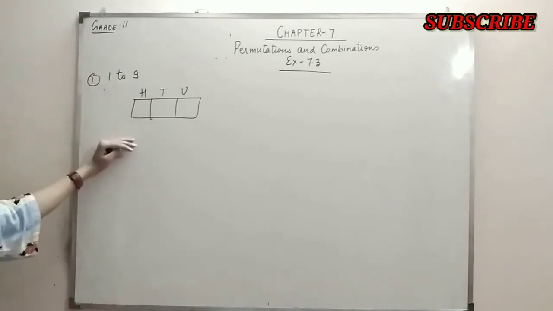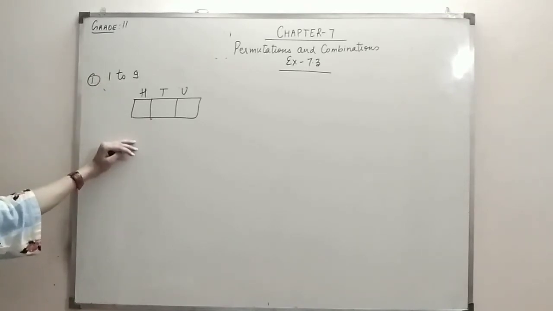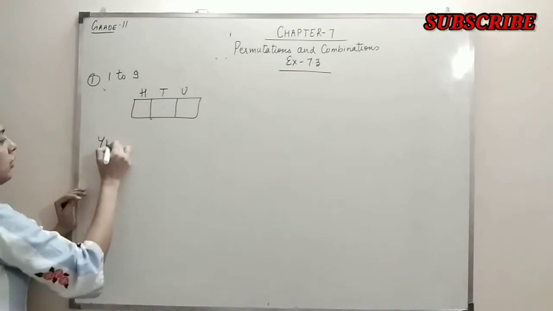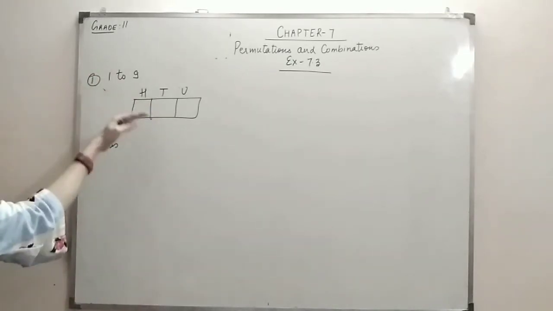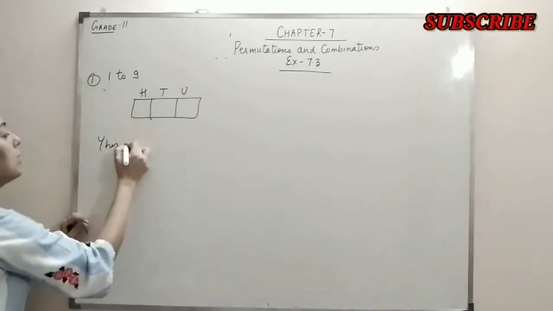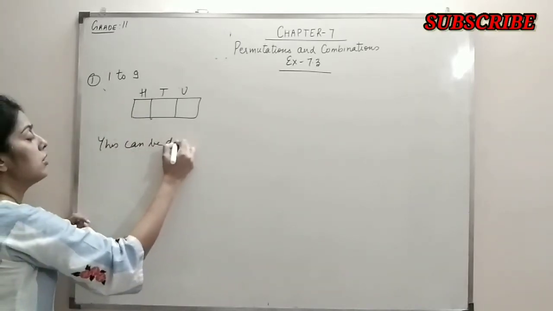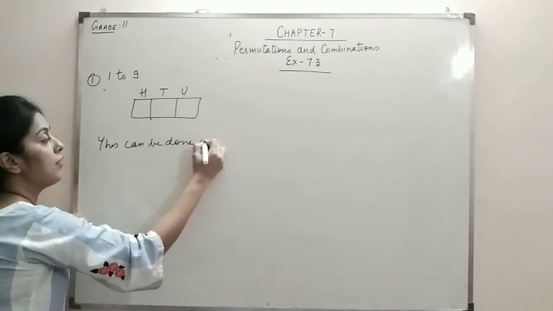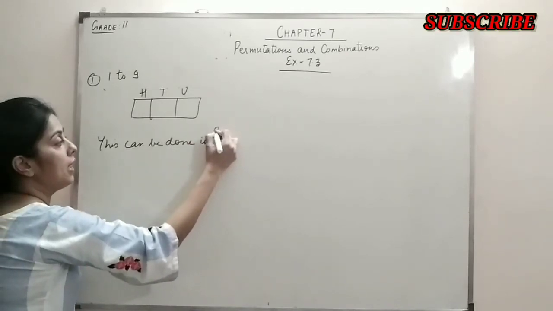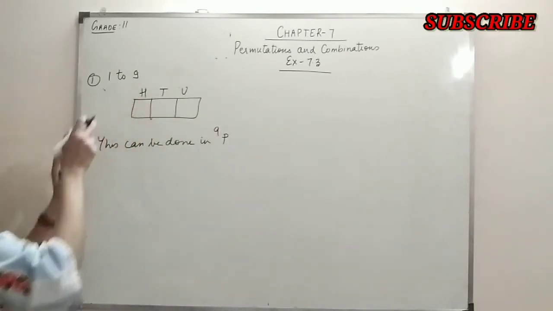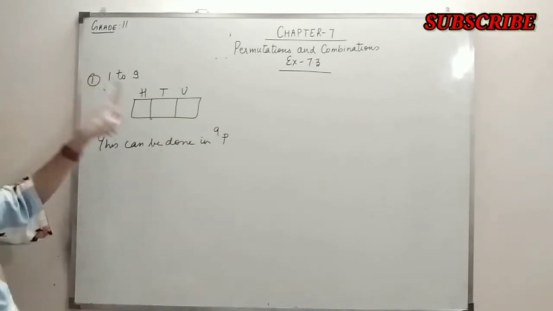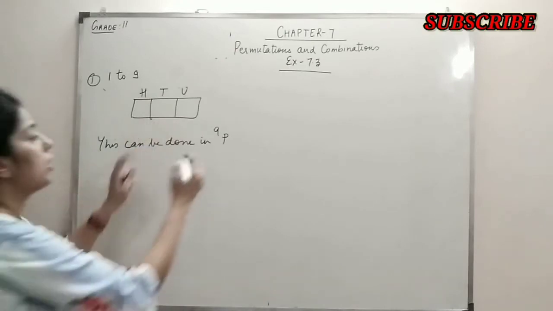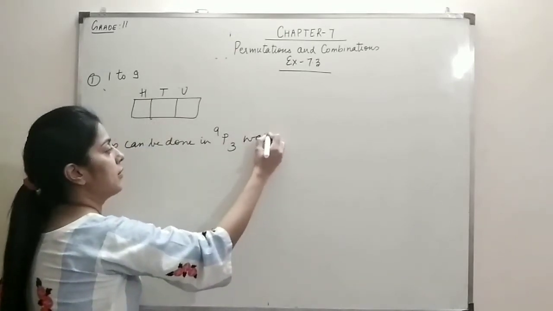So how can this be done? We can fill these 3 places out of the 9 digits. This can be done in permutation 9 3 ways, P9 3, because there are 9 numbers in total, and out of these we are using 3 at a time. So permutation 9 3 ways.